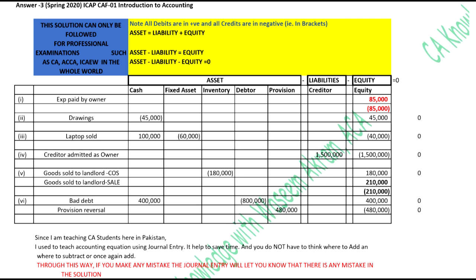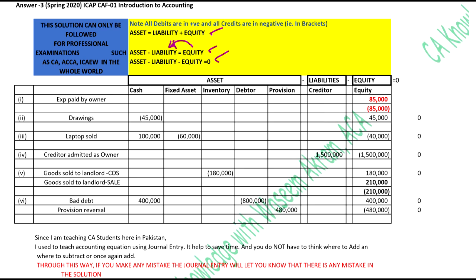First of all, let me tell you how I have solved this accounting equation. Accounting equation is assets is equal to liability plus equity. Assets minus liability is equal to equity. Another way to write it: if we transfer this equity to the left side of the equation, this equation becomes assets minus liabilities minus equity is equal to 0.